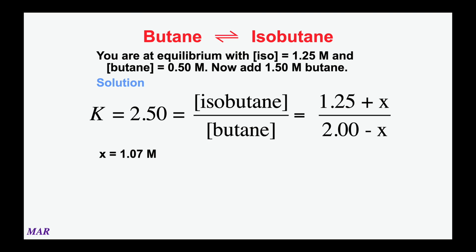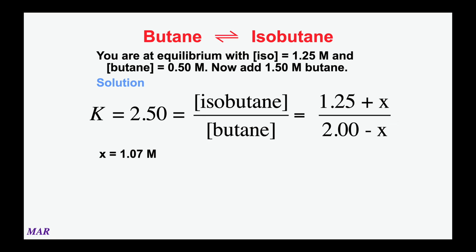That's the first thing you want to do. You want to get the 2 minus X out of the denominator, and then you'll have X terms on both the left and the right. So you want to then multiply 2.50 times 2 minus X. You would have 5 minus 2.5x equals 1.25 plus x. You then want to combine all of the x's together. You want to get x by itself, so you'll divide both sides by whatever's in front of the x. You should end up with 1.07.